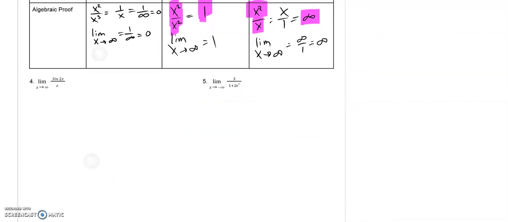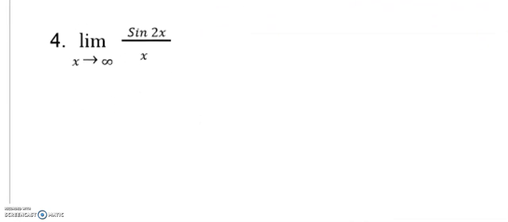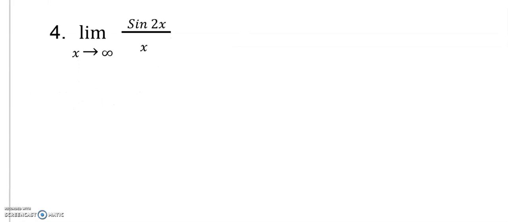Okay, so let's try this example. On this one, I want you to use your calculator. Remember, look at really large values and really small values to make sure. In this case, it's just large because it's just positive infinity. Go ahead and try this on your own. Pause it, try it on your own, and then come back to the video.